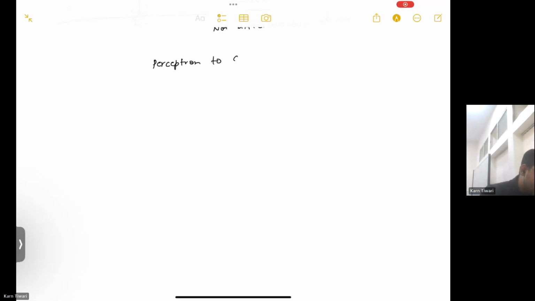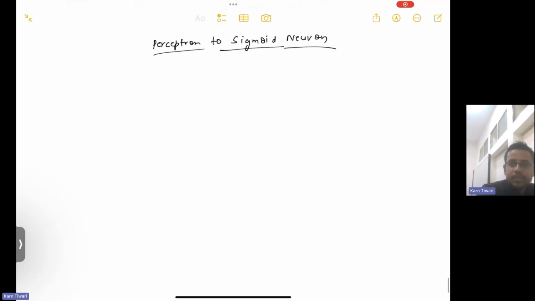From perceptron to sigmoid neuron. Okay. So we will be moving forward from perceptron to the sigmoid neuron.